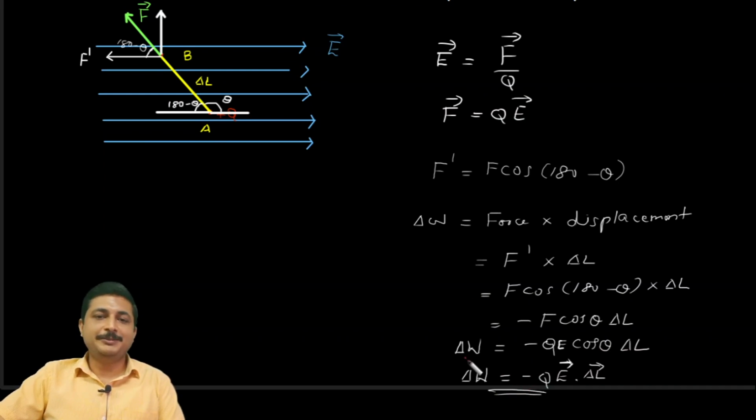So this is all about work expended in moving a positive charge in an electric field, which is nothing but a small work done given by the equation minus Q E dot delta L.